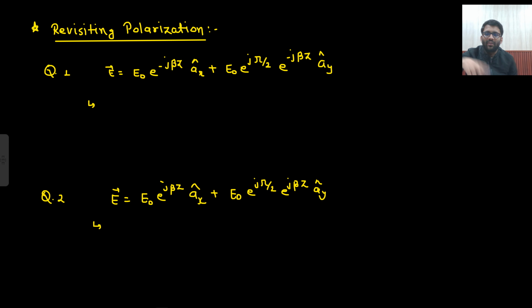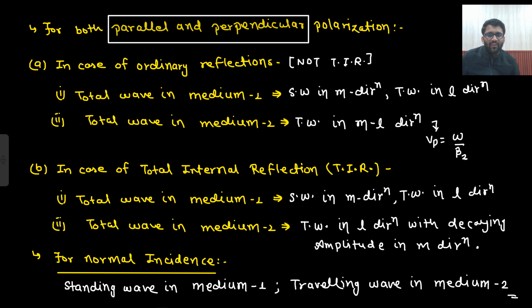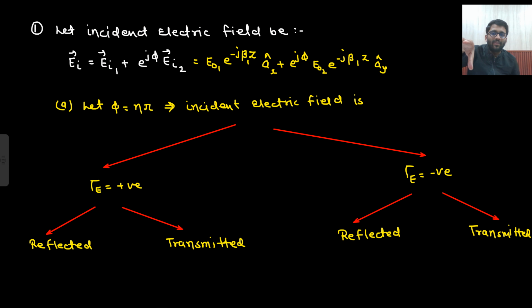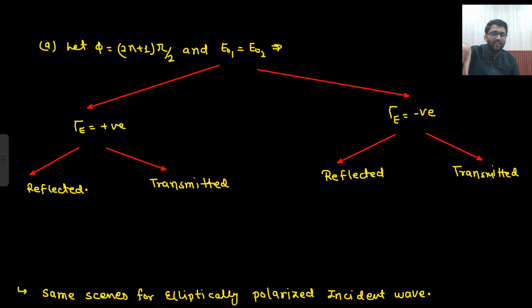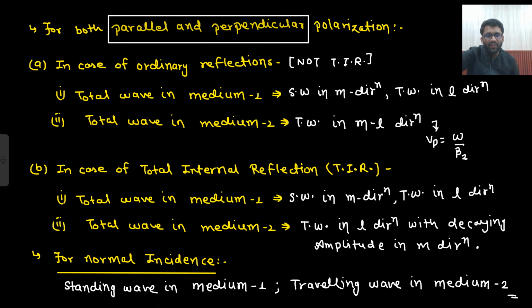Okay, I was thinking to end the complete EMFT in this video only, but let's take it to the next video. In the next video we are going to study polarization at the media interface. We will see that if the incident wave is circularly polarized, how the reflected wave and the transmitted wave will look: whether circularly polarized, elliptically polarized, or linearly polarized. Let's make a separate video on that, because both are totally different concepts. But certainly I will use the concept of total internal reflection there as well, in the next video.